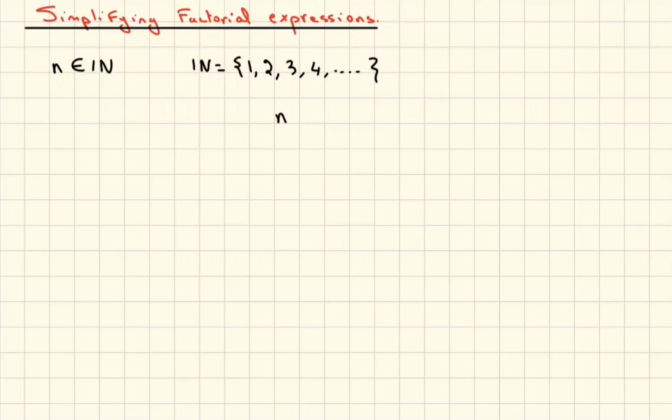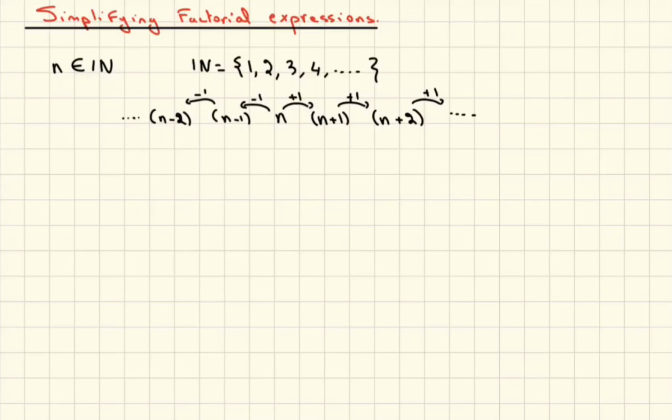If we have n and I want the next term, I must add 1, so I get n plus 1. If I want the next one, I add 1, I get n plus 1 plus 1, which is n plus 2. And we can keep going till we get infinitely many natural numbers in terms of n. Now if I want the preceding one, I must subtract 1, we can get n minus 1. We can subtract 1 again, and we get n minus 2, which is preceding to n minus 1. And so on. We keep going till we reach 1 at the end.